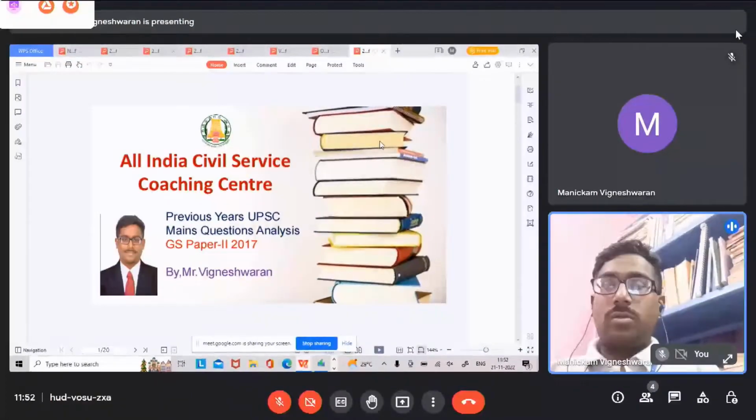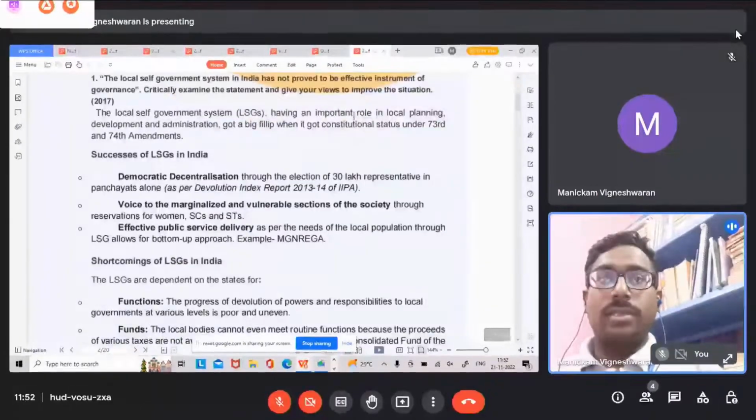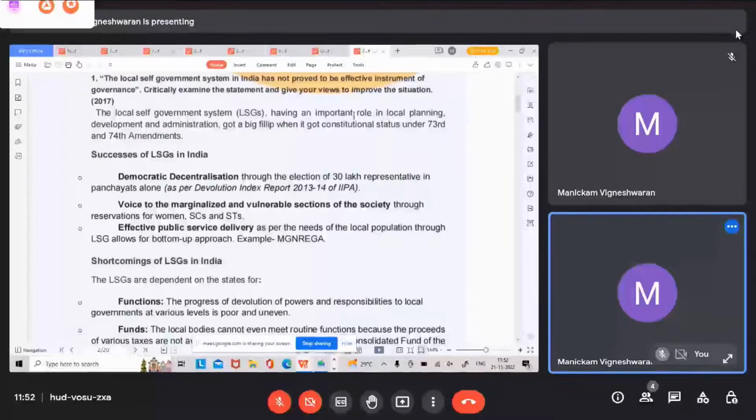Now we are going to see the UPSC General Studies Paper 2. In this first question: the local self-government system in India has not proved to be an effective instrument of governance. Critically examine the statement and give your views to improve the situation.